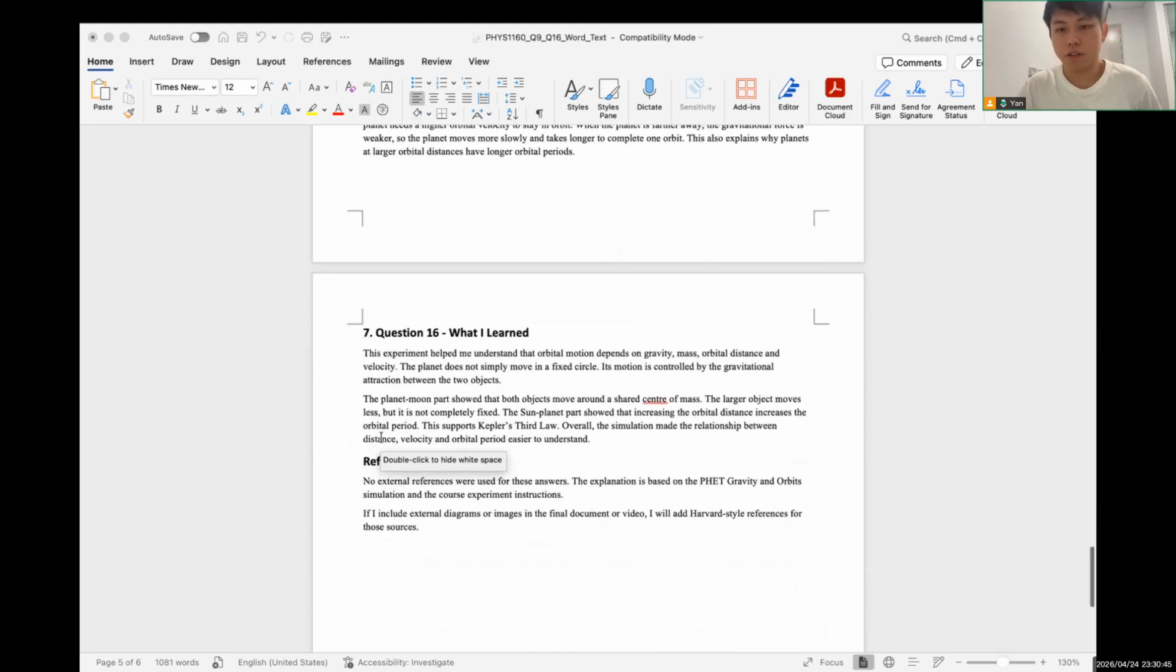For question 16, I learned that orbital motion depends on gravity, mass, distance, and velocity. I also learned that two objects move around a shared center of mass. Overall, the simulation helped me understand why planets farther from the Sun move more slowly and take longer to complete one orbit. Thank you.